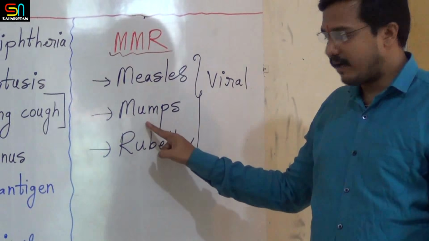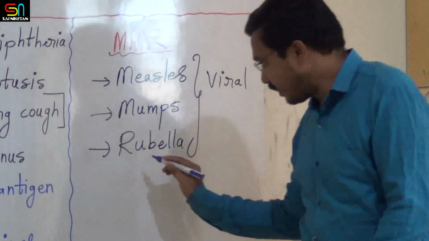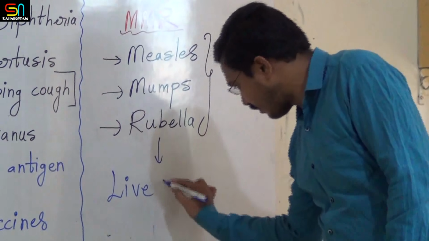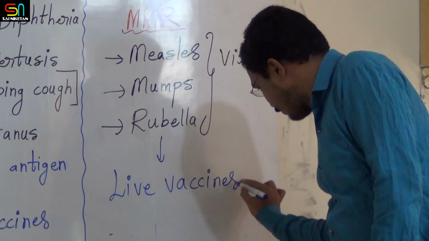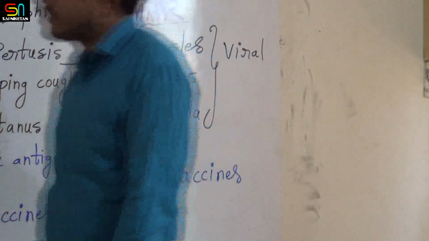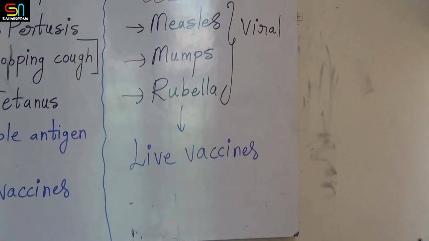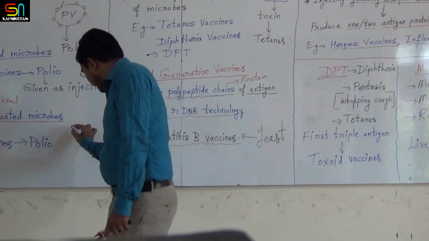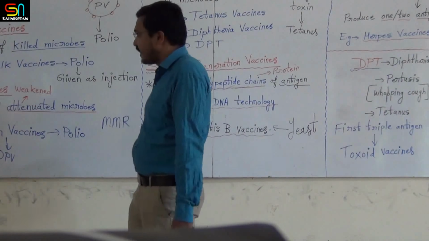Measles, mumps, rubella. This is an example for live vaccines, right? This is an example for live vaccines. Therefore, you see here, I can add one example. So for toxoid vaccines, that is DPT. I can add one more example for the live vaccine, that is MMR. MMR is an example for live vaccines.